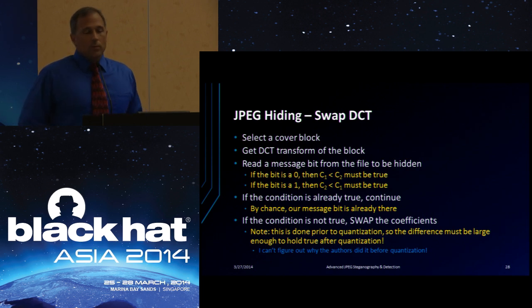So basic algorithm: select a cover block, get the DCT transform, read the message bit, check the ratio. If it's true, don't change anything, move on to the next block. If it's not true, swap the coefficients, move on to the next block. So on extraction, all you have to do is read the file, look at the coefficients, and say if C0 is greater than C1 or C1 is greater than C2, it's a 0, and if C2 is greater than C1, it's a 1. Extract that out and save it. Go to the next block until you save all your bits.